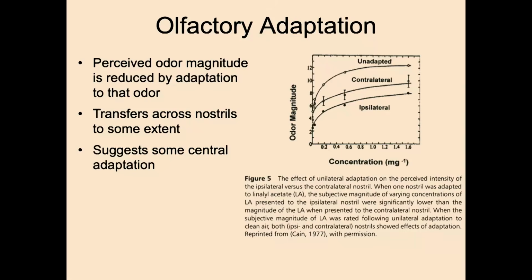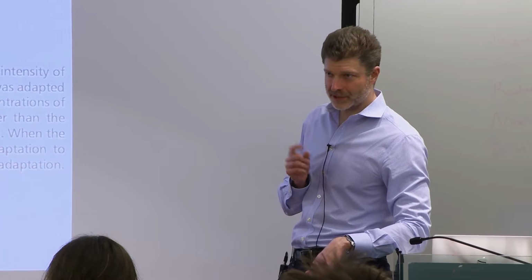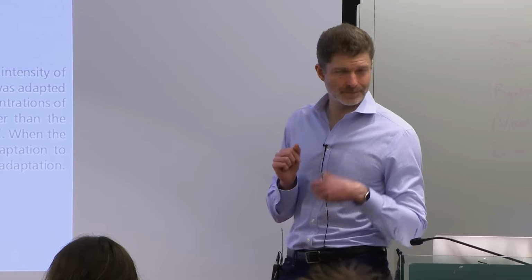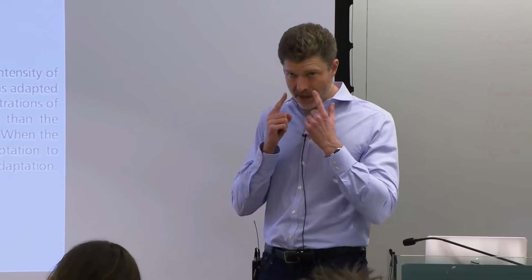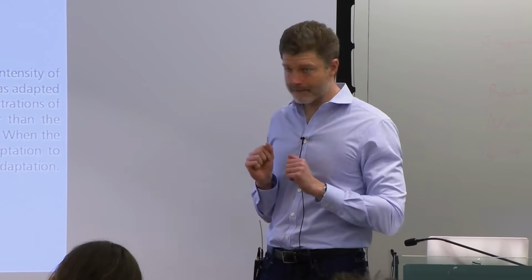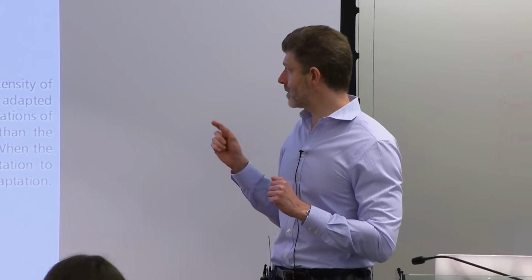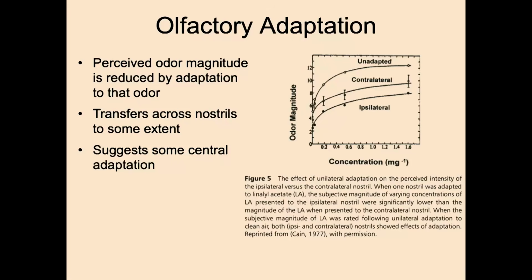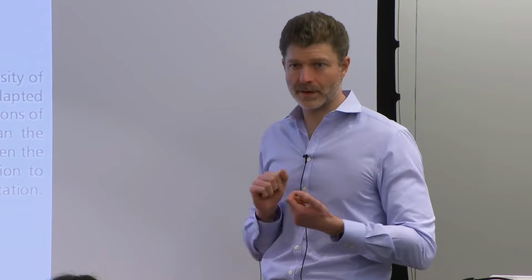All right, so where does the adaptation happen? Well, there's evidence that it's happening at multiple stages. This is a graph that tries to get at this by measuring the extent to which adaptation transfers across nostrils. Remember, you've got 2 nostrils and 2 olfactory bulbs. In this experiment, the participants were subjected to unilateral adaptation, so there was some odor that was squirted up into one of the nostrils.